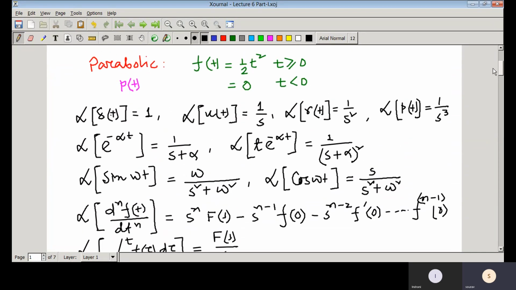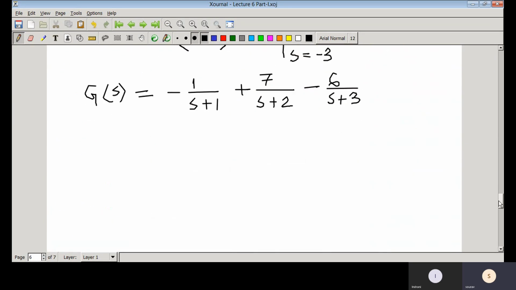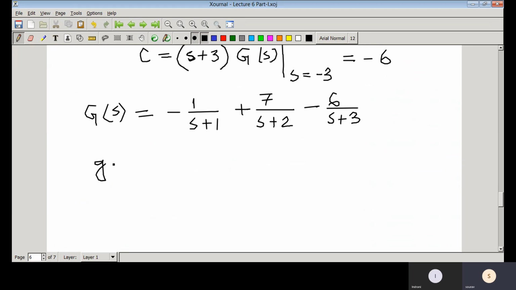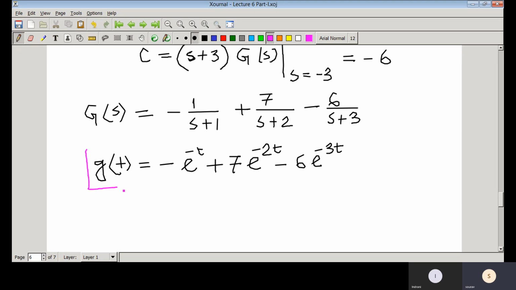Using these formulas, you can directly find that g(t) is e to the power minus t plus 7 e to the power minus 2t minus 6 e to the power minus 3t. So this is that g(t), and you get this expression just by applying the inverse Laplace transform.